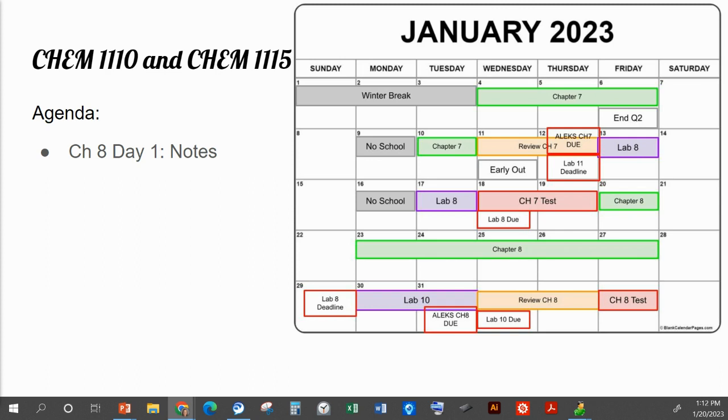So if you want to drop this class, you don't want the grade going on your Weber State transcript, then you have to drop by this date. You'll get a W on your transcript. So if you're thinking about that, let me know. Come talk to me, or go talk to Tammy in the White House, and we can talk through your options.